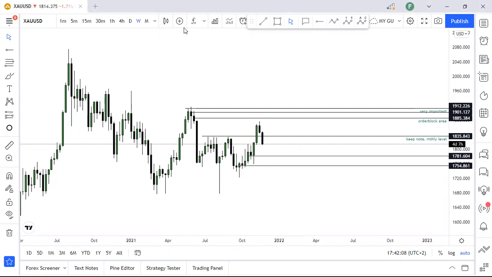Considering how price has already moved and it's only a Monday, I'm not going to bother placing the high or the low on last week's candle, because price has already made quite a big move.